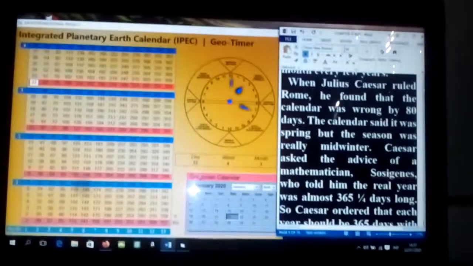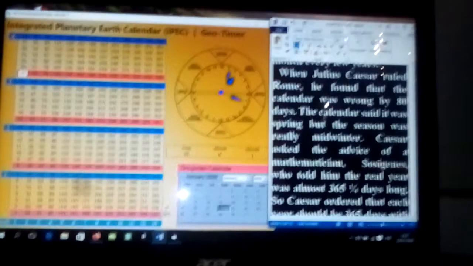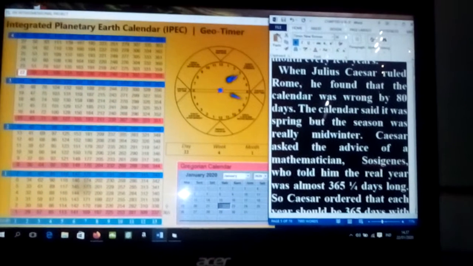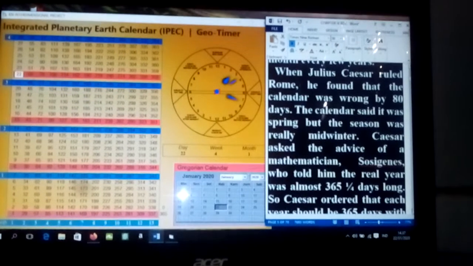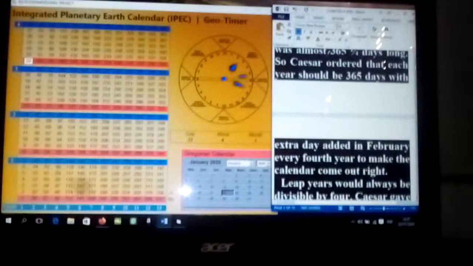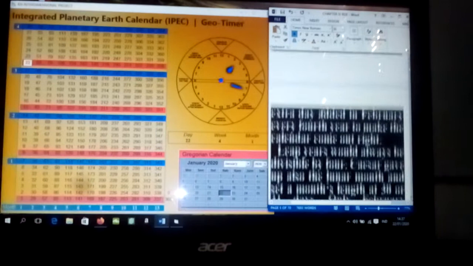When Julius Caesar ruled Rome, he found that the calendar was wrong by 80 days. The calendar said it was spring but the season was really midwinter. Caesar asked the advice of a mathematician, Sosigenes, who told him the real year was almost 365 1/4 days long. So Caesar ordered that each year should be 365 days, with an extra day added in February every fourth year to make the calendar come out right. Leap years would always be divisible by 4.